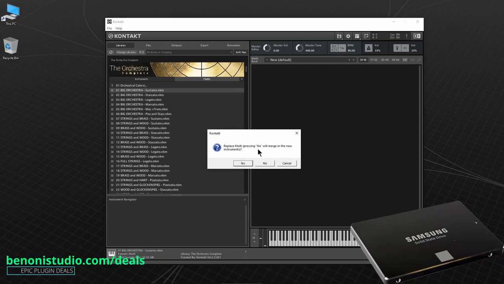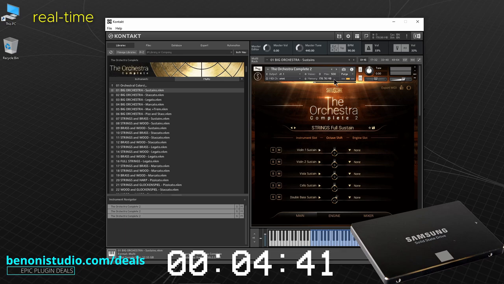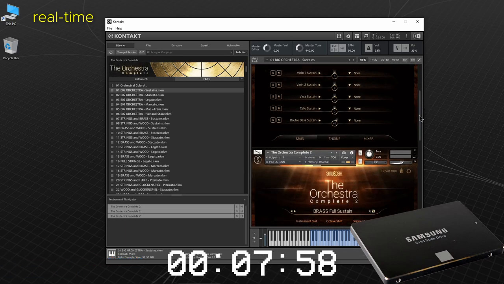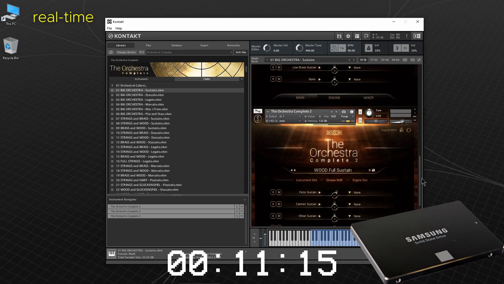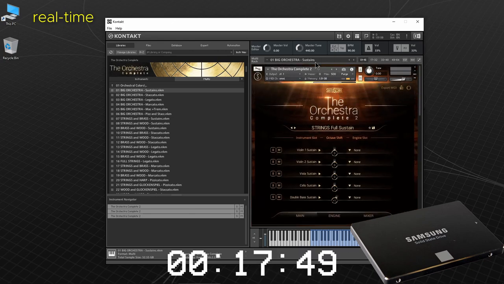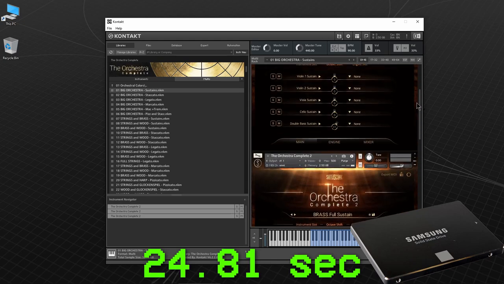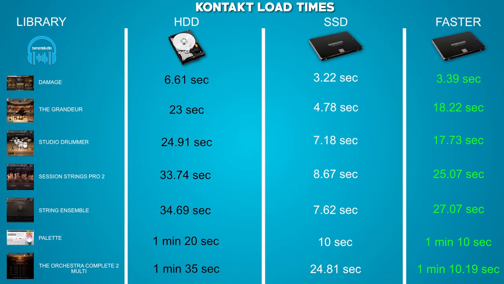Now the SSD and the same multi in real time. And it's done. That was only about 25 seconds instead of 1 minute and 35 seconds for the hard drive. Here's a detailed breakdown between the hard drive, the SSD, and how much faster the SSD is. As you can see, the SSD is not just faster, it's significantly faster.